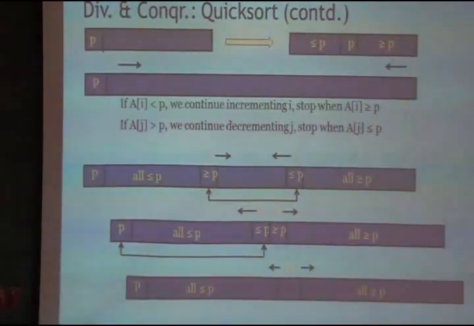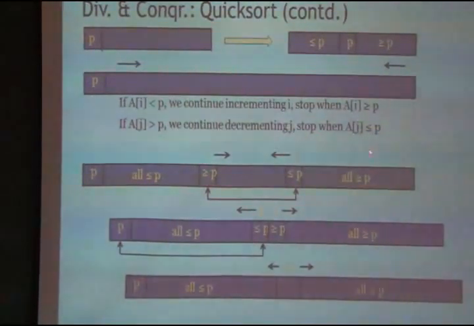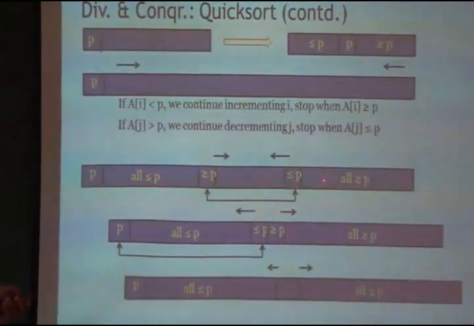In the same way, in parallel, another variable starts from the right position. That is called J. If A of J is greater than P, it continues. The pivot element is common, only one. On the left side it checks whether all the elements are less than P; on the right side it checks whether all the elements are greater than P. When the condition becomes false, it stops. That means I stops when A of I is greater than or equal to P, and J stops when A of J is less than or equal to P. Look at this example. It keeps going; at this point A of I is greater than or equal to P, so I stops. In the same way, J stops where A of J is less than or equal to P.